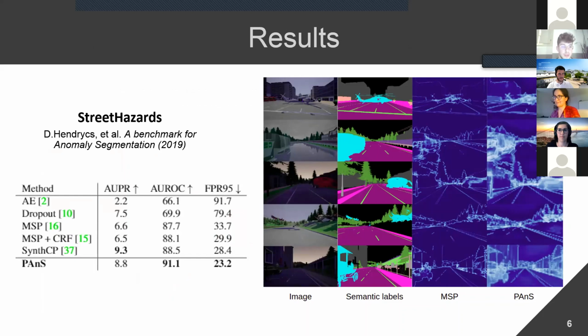As you can see from the table on the left, our model is able to achieve the state of the art. And on the right, we can see some qualitative results. We are here representing the entropy of the network, and we can see that our model has a higher entropy on anomalous pixels, meaning that it is highly unconfident of the categories that belong to those pixels.